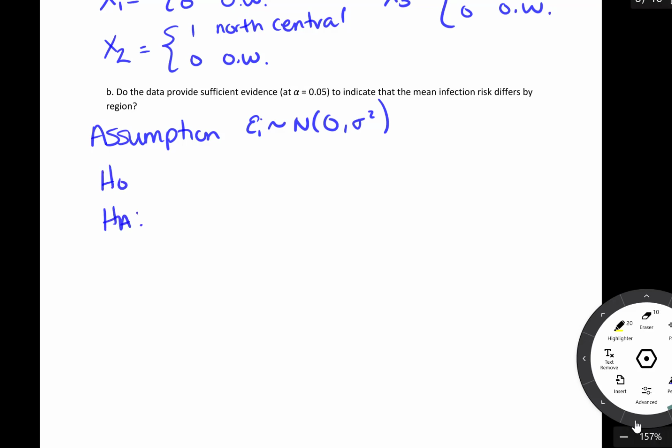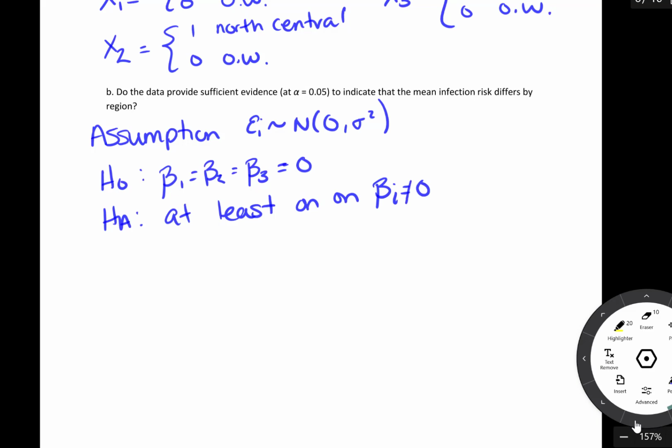So next we set up our hypotheses. Under the null hypothesis, we are assuming that all of our parameters are equal to 0. And then under the alternative, we say at least one differs from 0, that is. All right, so now what we're going to do is we're going to look at our output, and we're going to find this value.